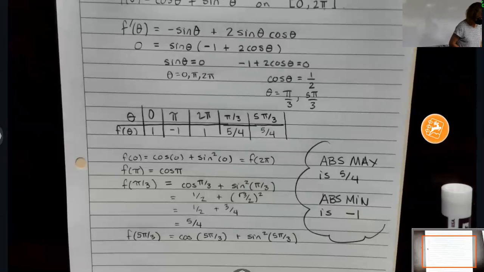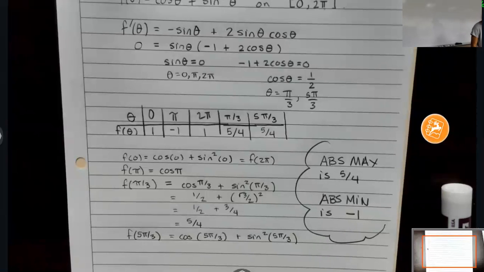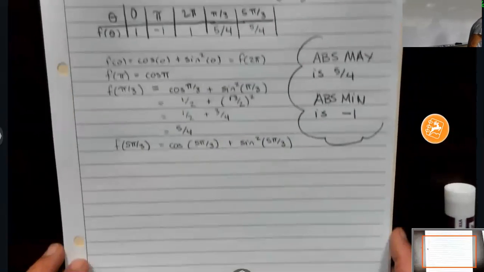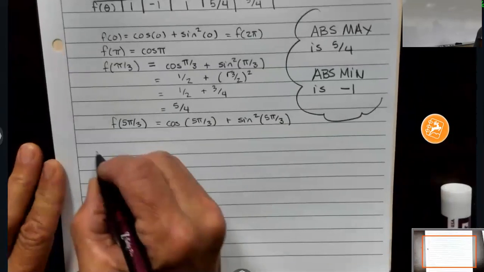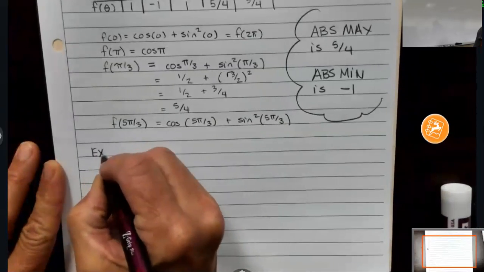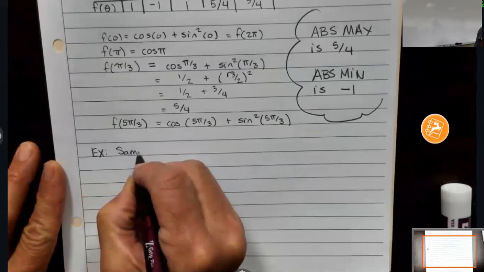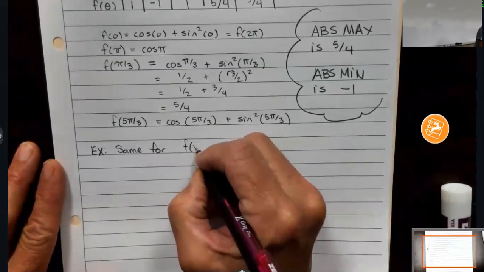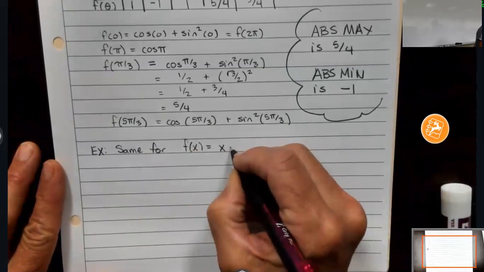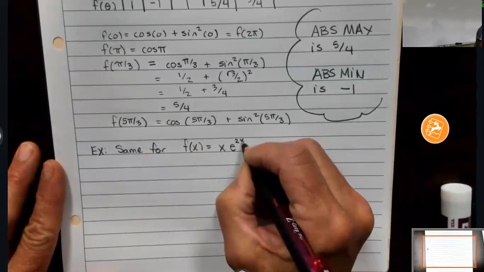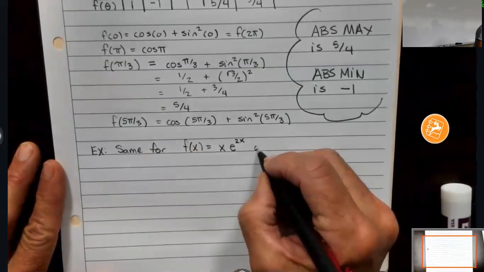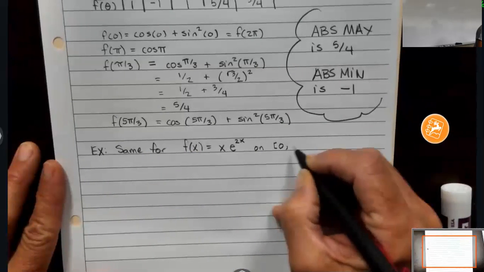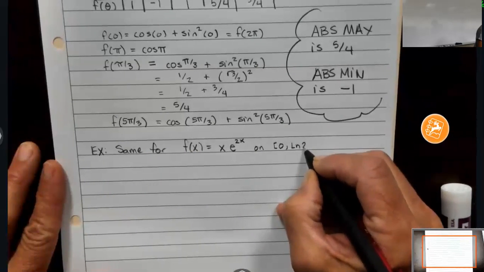Okie dokie. Let's do, maybe this one's short enough to fit in here. Let's do the same instructions. And let's use f of x is x times e to the 2x. And our interval is from 0 to the natural log of 2.